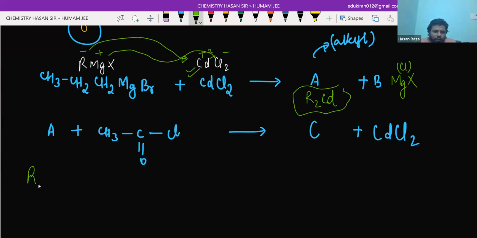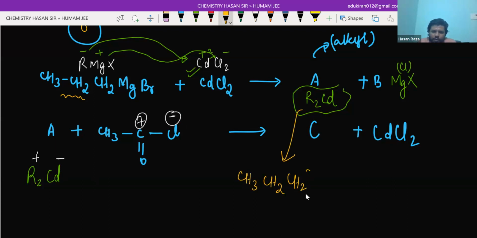So if you are going to react with the R2Cd, you are going to follow the same thing, as you know that this is positive, this is negative, and this is negative, this is positive. So what is R2? Wait a minute, what is R2? R2 means this part. I'm going to show you CH3, CH2, CH2 whole twice and Cd.